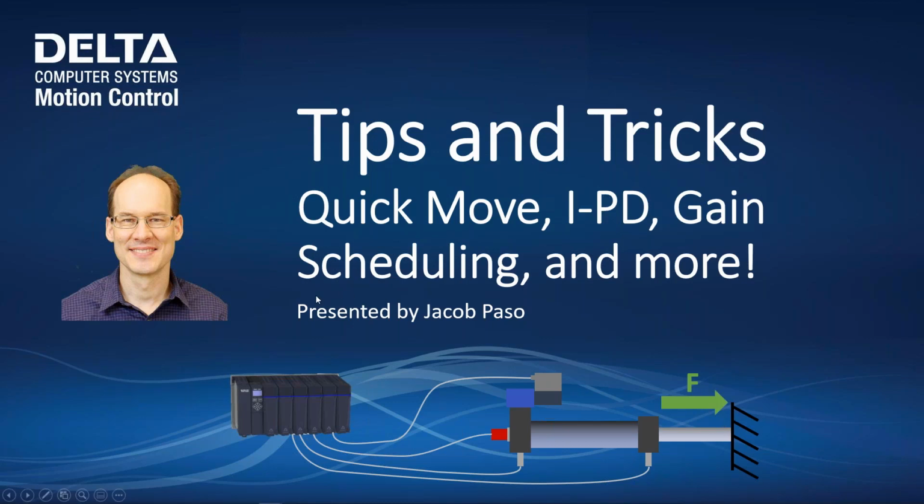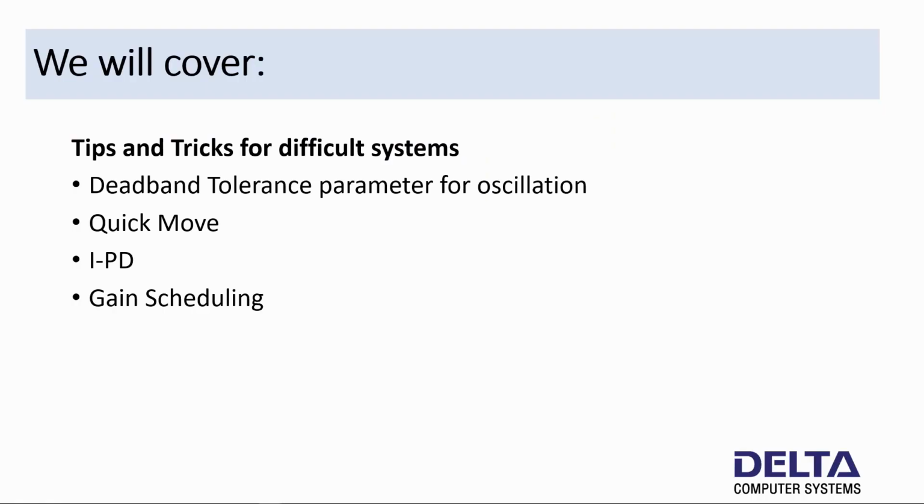Thank you, Aaron. Good morning, everyone. Today we're going to talk about some tips and tricks specifically for difficult systems, including what Aaron mentioned, and we have an additional one as well. So we'll be covering deadband tolerance parameter for oscillation, quick move, I-PD, and gain scheduling.